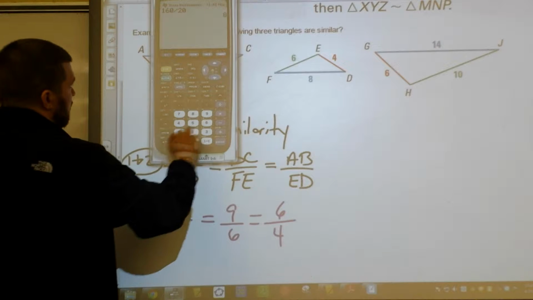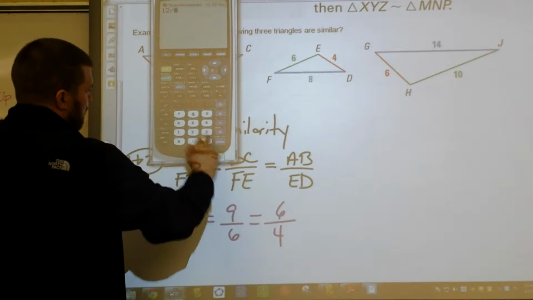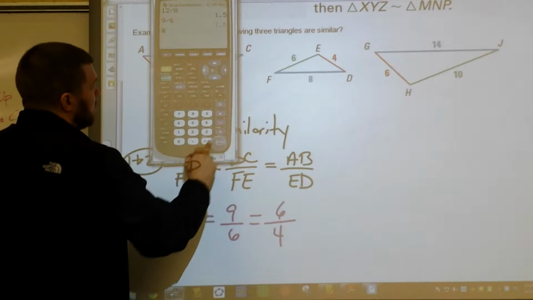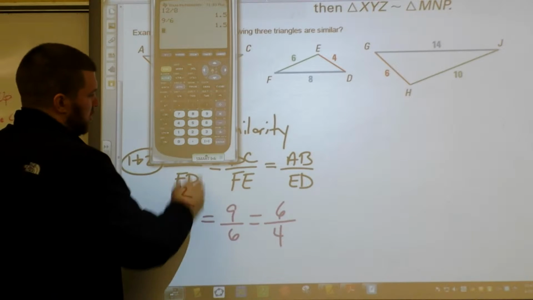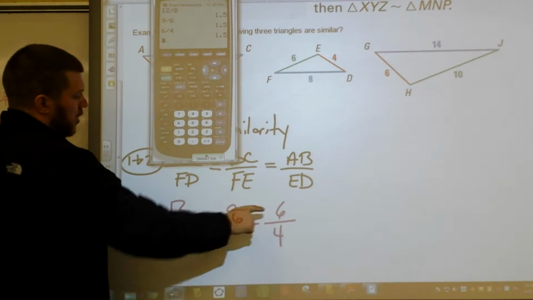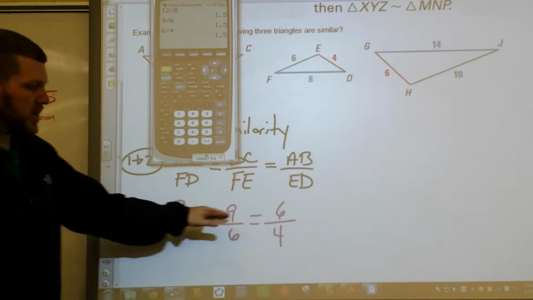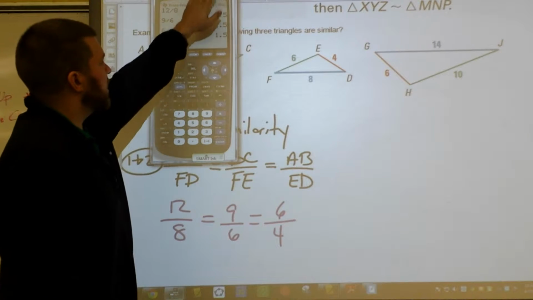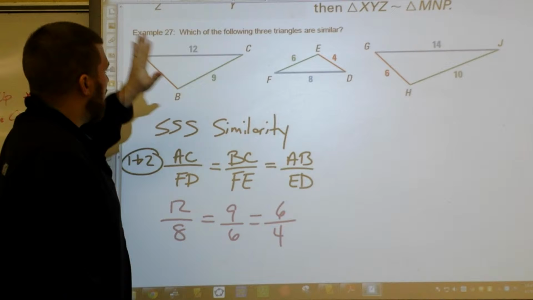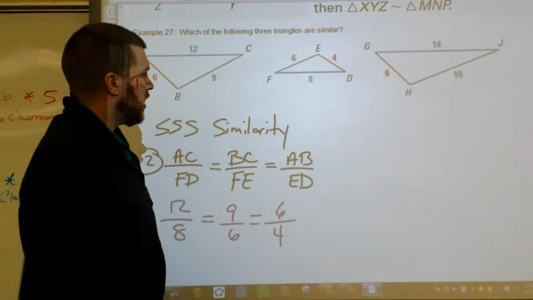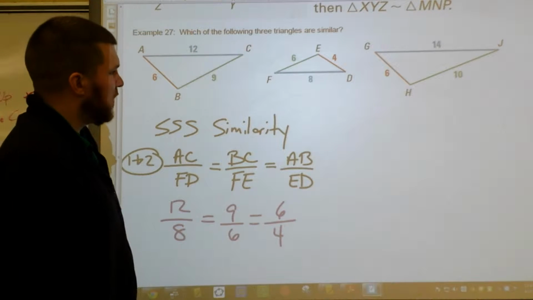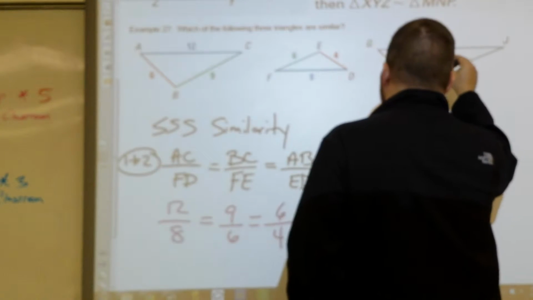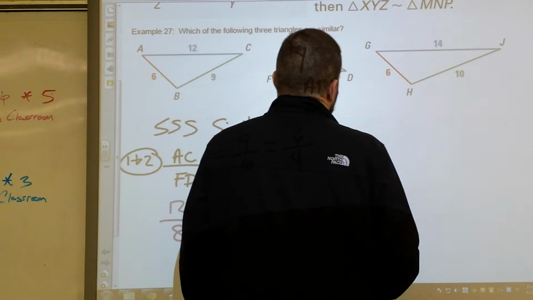So I have 12 over 8, I get 1.5; 9 over 6, 1.5, so far so good; and 6 over 4, 1.5. Since all of these are equal to each other, I can say for certain triangle ABC is similar to triangle FED. Now I want to go even farther. I want to see if triangle ABC is similar to triangle GHJ.